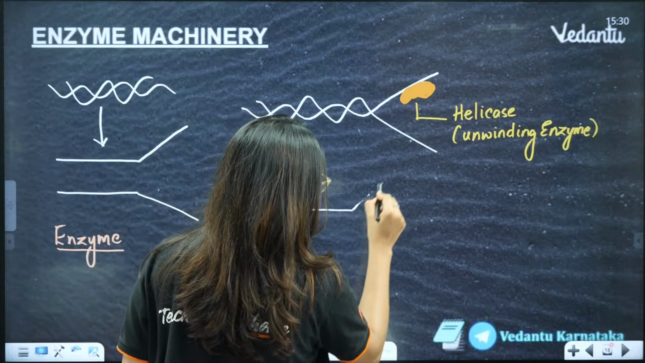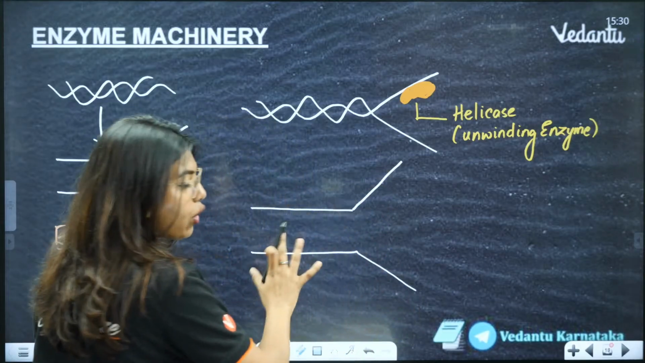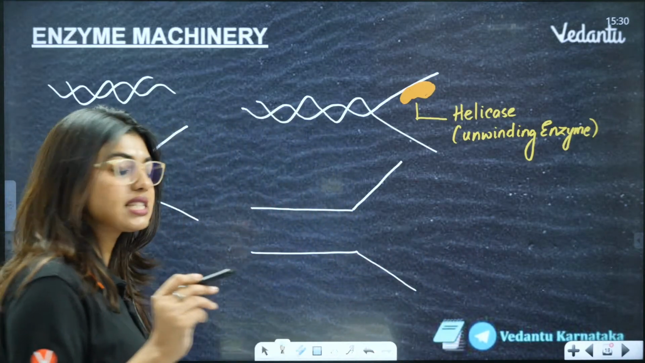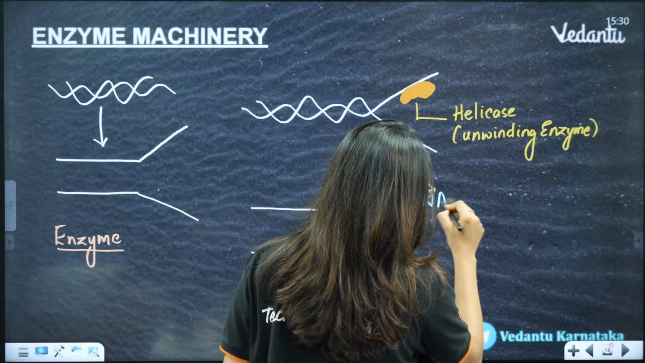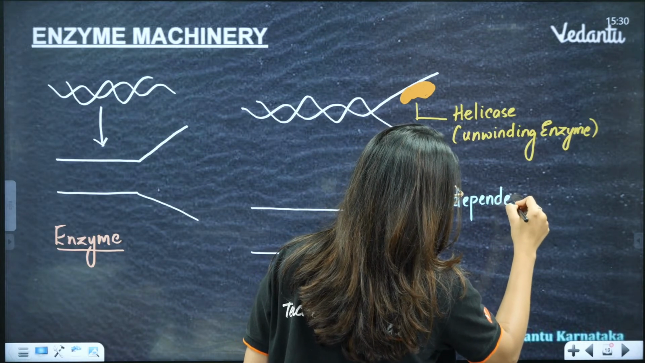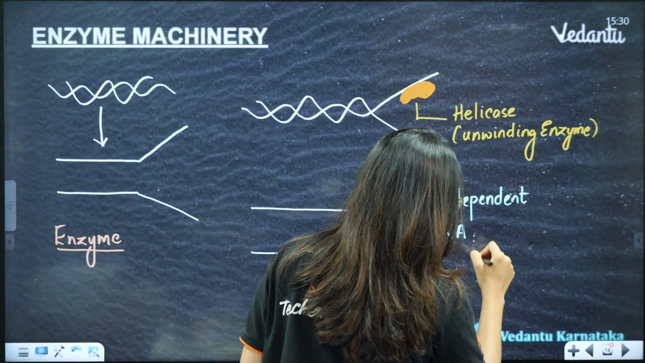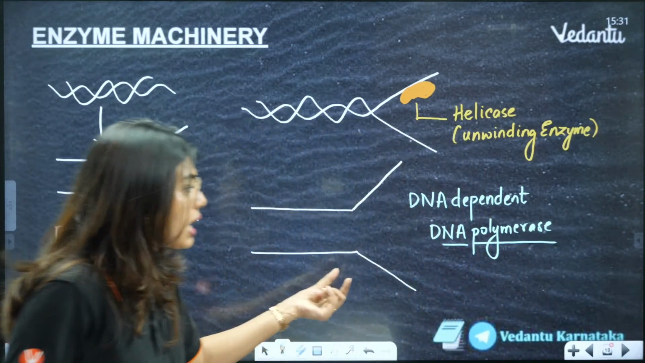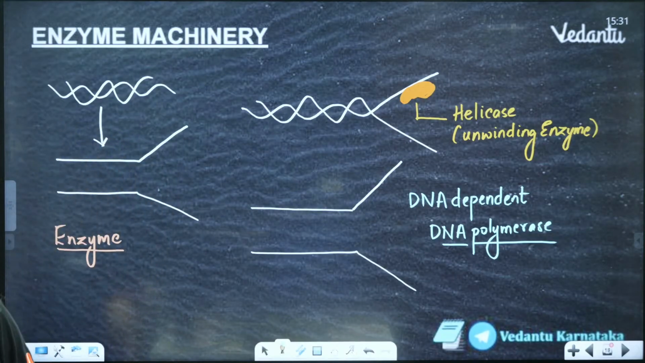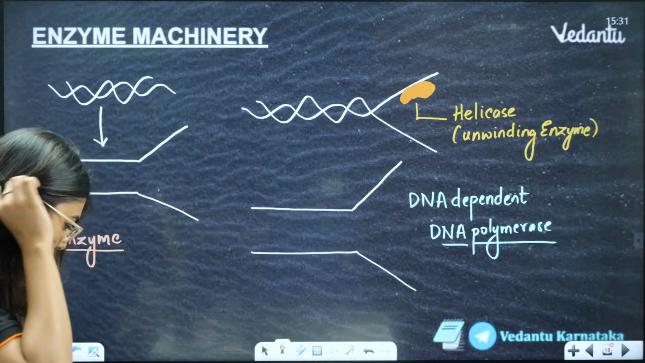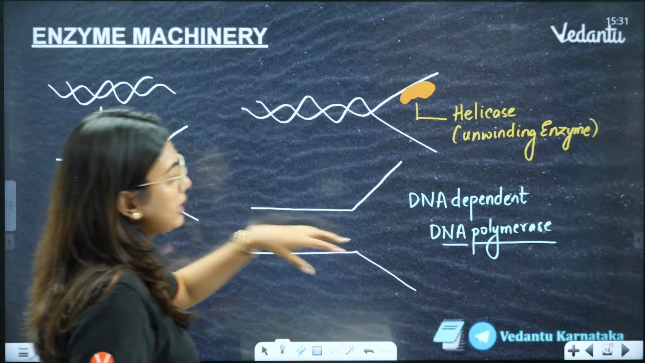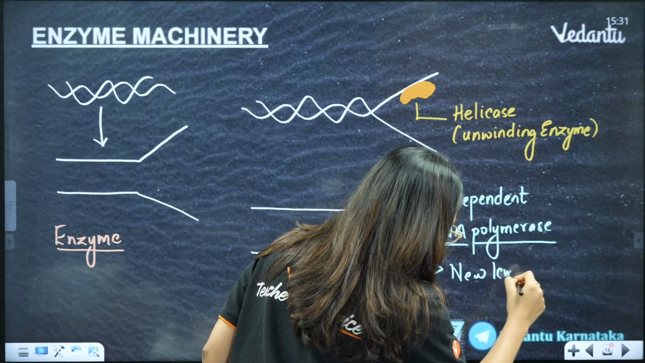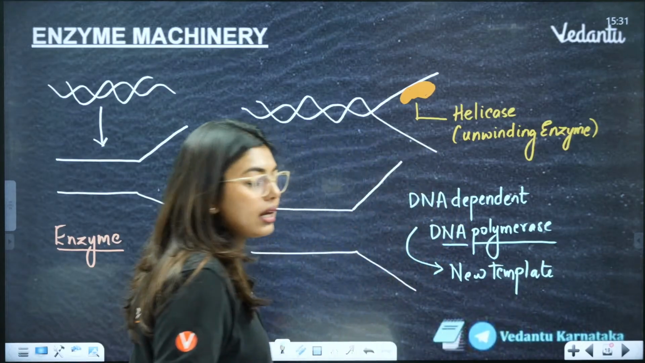Now, let's take an example, students. Helicase has unwound our DNA to almost one level, and our strands have been separated. Now, to form new strands from these separated strands, we have to bring in one enzyme. That enzyme is called DNA dependent DNA polymerase. A very important enzyme. This DNA dependent DNA polymerase is the one who is going to help in the formation of the new template. You need to make a copy, so who is going to help? This fellow is going to help form the new template.